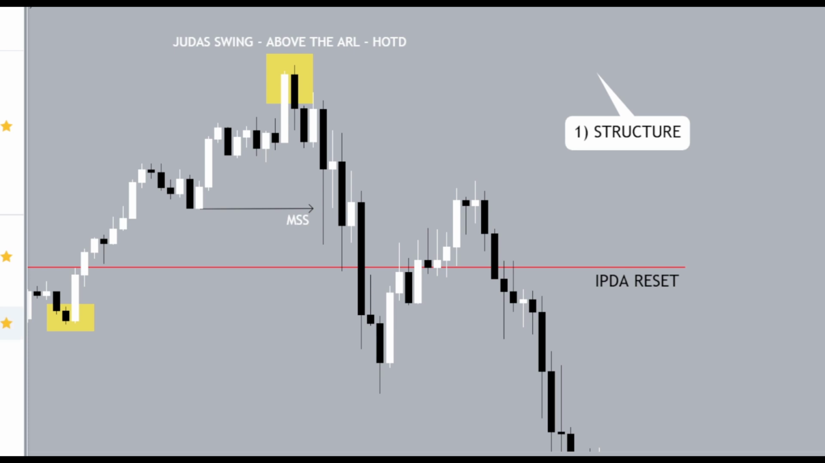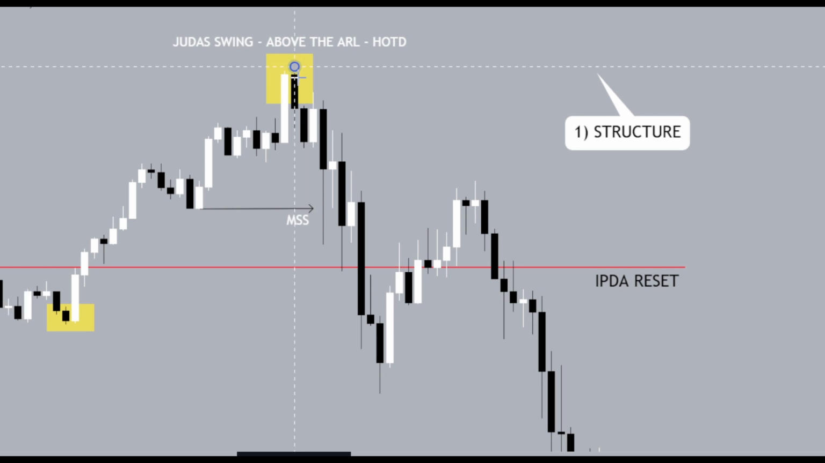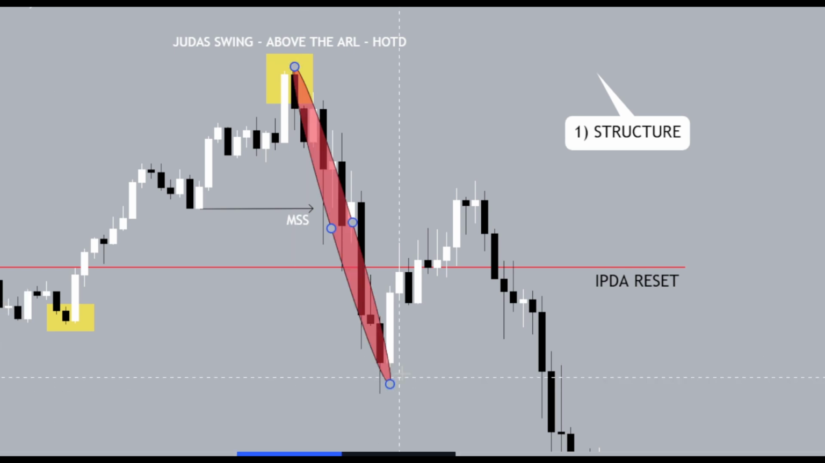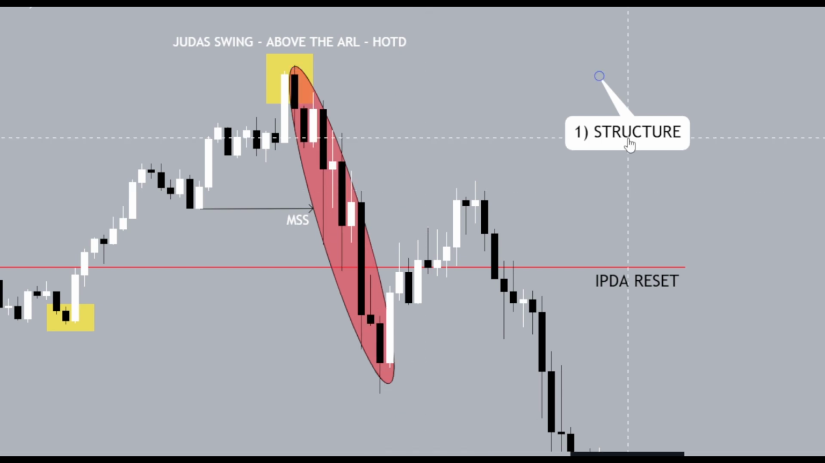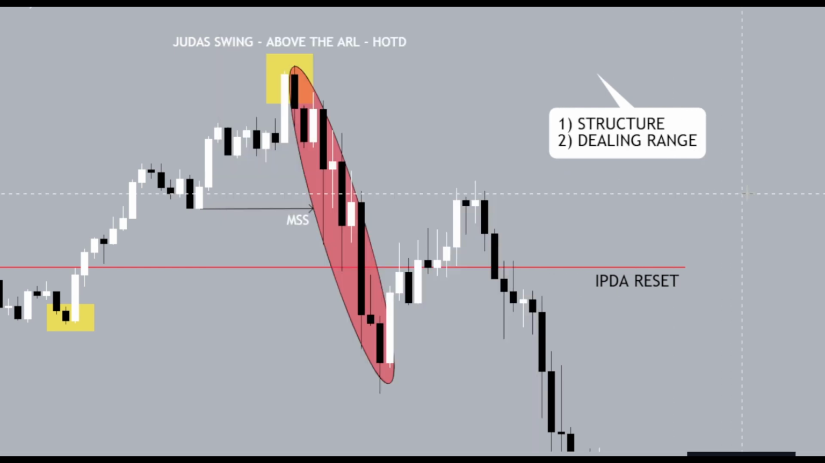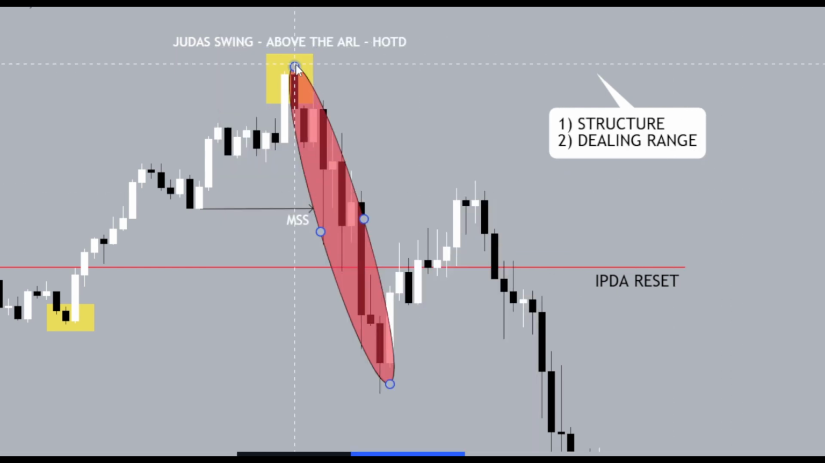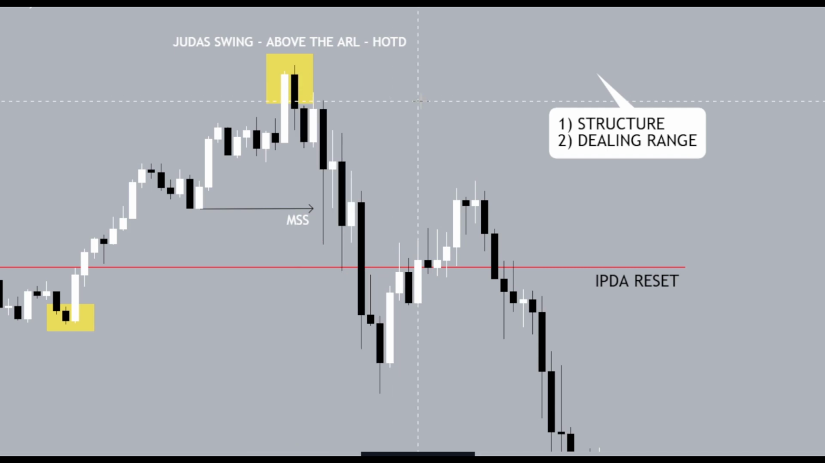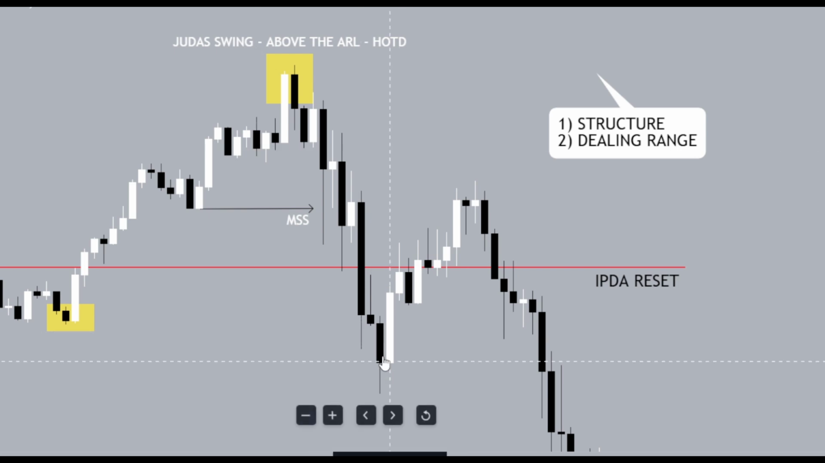Okay, so let's quickly mark out the dealing range. This here is an ICT dealing range, or you can just call it a dealing range for short. The next thing after structure is to identify the dealing range. And what does the dealing range signify? Well, the dealing range signifies the most recent high and low. So we have the most recent high, a lot of the time it will be the Judas swing, and we have the low that the market structure shift produced. So we have the structural high and the structural low.